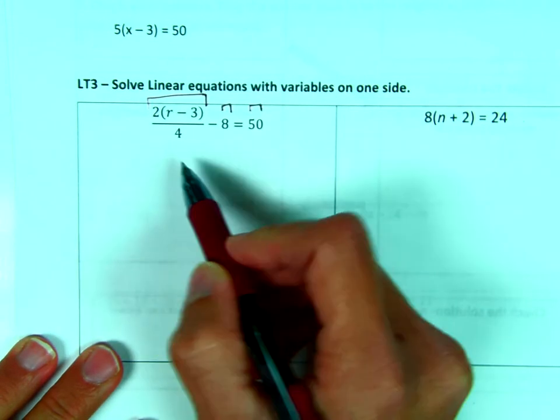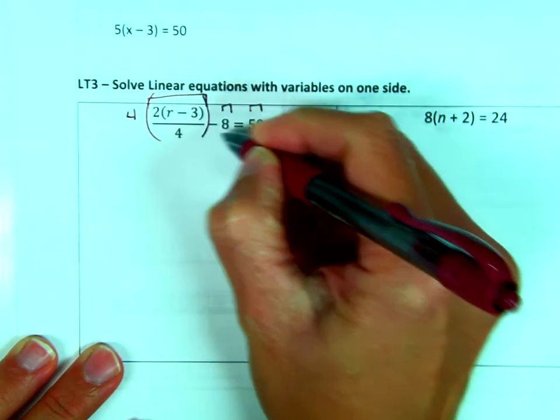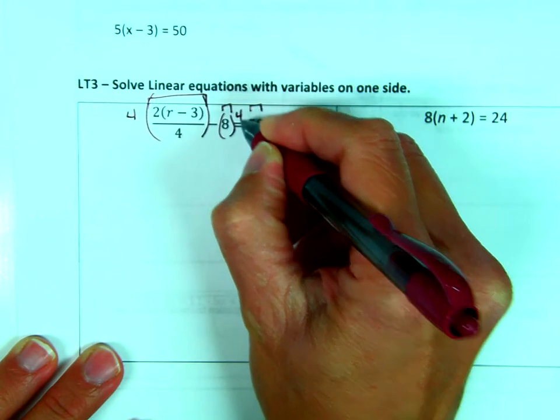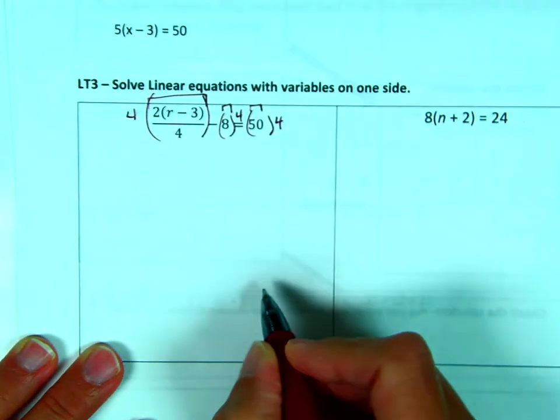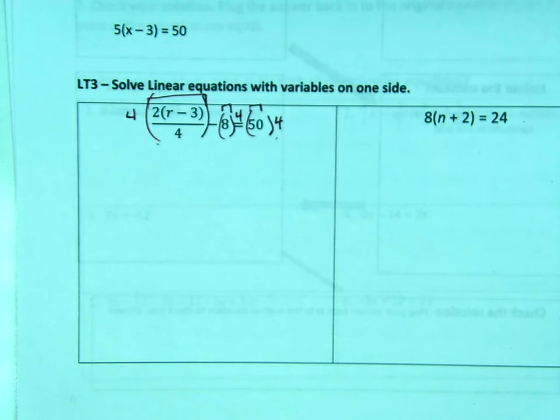So to get rid of the fraction, I'm going to multiply this by 4. Then I'm going to multiply the 8 by 4, and I'm going to multiply the 50 by 4. So I've multiplied each thing by 4. The whole reason we do that is to eliminate the fractions. So then if you do it correctly, you should not have any fractions left.